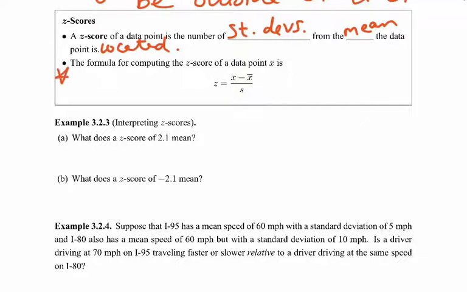The formula for computing the z-score is given by this formula. So z is equal to x minus x bar divided by s. X is the particular data point that we're looking at, so whatever point we're interested in, whatever piece of data, that's x. X bar, remember, is the mean, and s, remember, is the standard deviation.